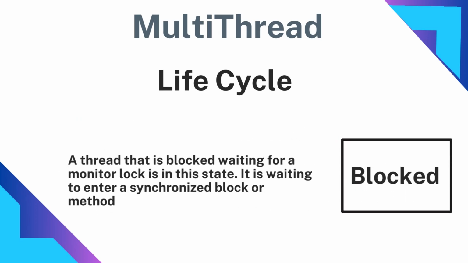And the blocked state: a thread will be in the blocked state when it's trying to acquire a lock, but currently the lock is acquired by another thread. The thread will move from the blocked state to the runnable state when it acquires the lock.